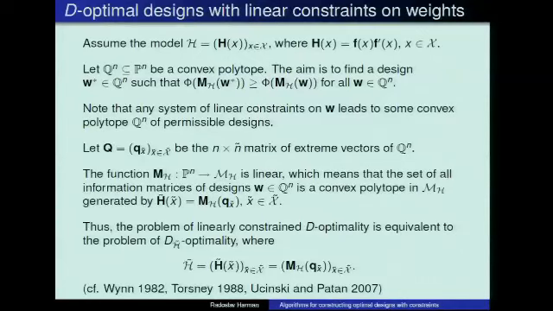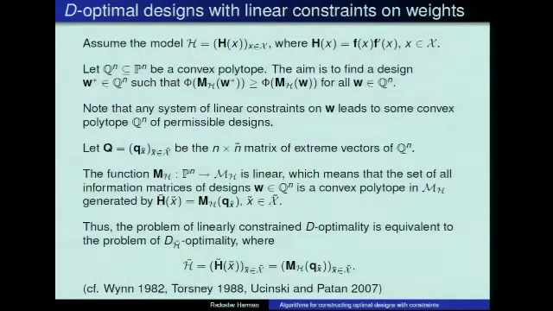So now we will focus on constraints, on the design with constraints. We will assume that our model H is just the classical model. That is, we have some vector of regression functions f, and the elementary information matrices are of the classical form. Now, let Qn be a convex polytope. The aim is to find a design W star belonging to this convex polytope, which maximizes the value of the criterion of D-optimality within the designs in this convex polytope.